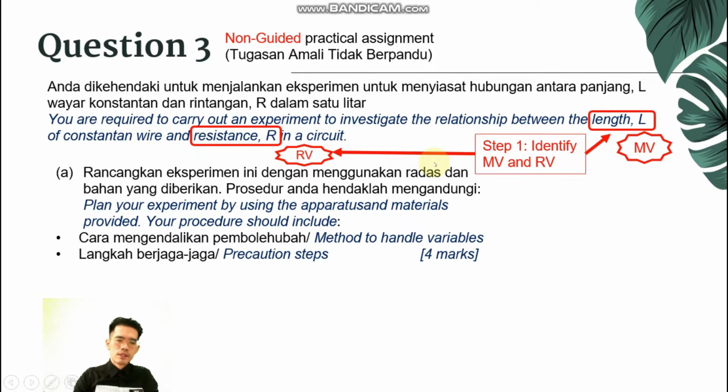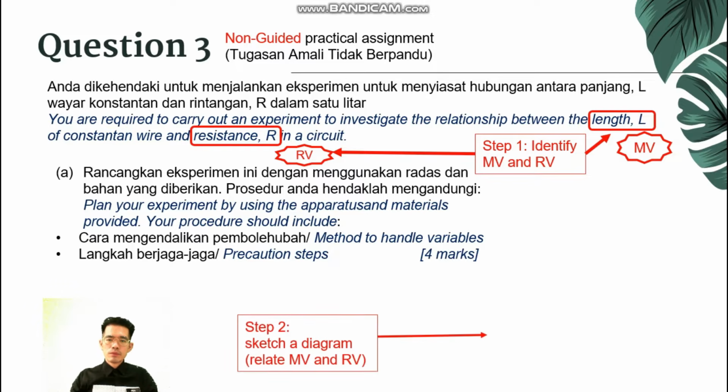So how can we get the value of resistance? From Ohm's law, V equals IR, so R equals V over I. This is a formula you have already learned in PT3. That means we need the voltmeter and the ammeter to provide the readings, and we divide V by I to get the resistance. This is basic knowledge you must be able to relate.